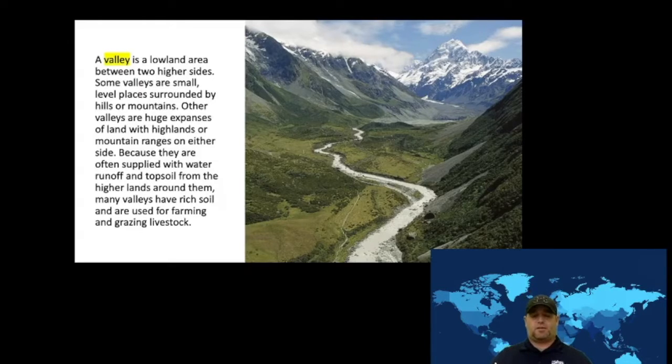A valley. A valley is a lowland area between two higher sides. Okay. Some valleys are small, level places surrounded by hills or mountains. Other valleys are huge expanses of land with highlands or mountain ranges on either side. I love this picture. It's a great picture of a valley. You can see how the waterway has cut through those mountains, okay? Because they are often supplied with water, runoff, and topsoil from higher lands around them, many valleys have rich soil and are used for farming and grazing livestock.